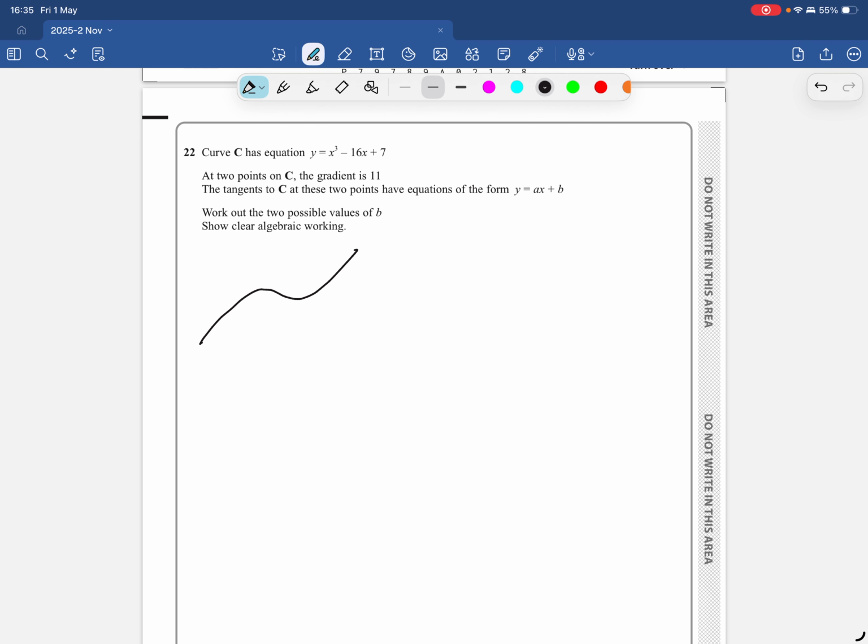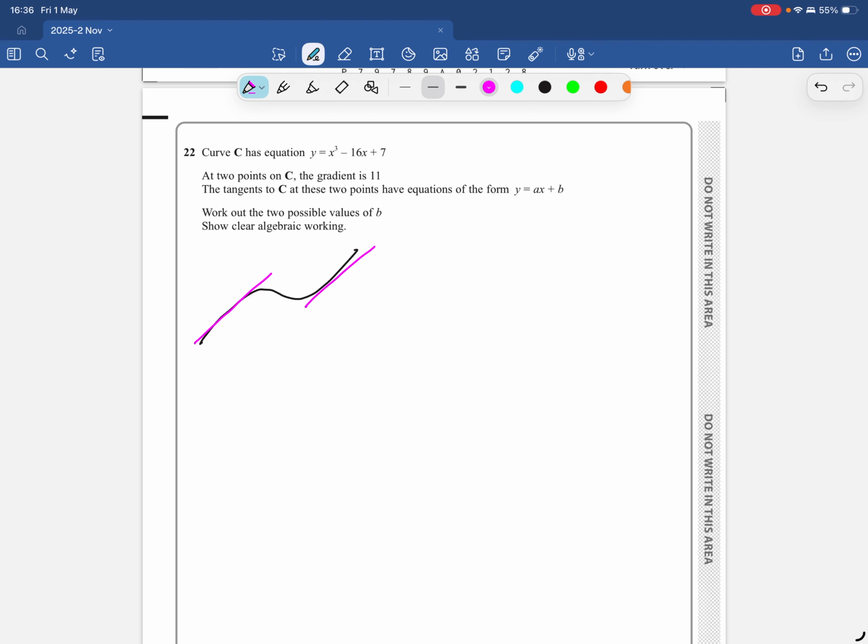And at 2 points on it, we have tangents with a gradient of 11, like that. And they both have the same gradient. The tangents to C at these 2 points have equations in the form y equals ax plus b. They're going to, because they're straight. Work out the two possible values of b.